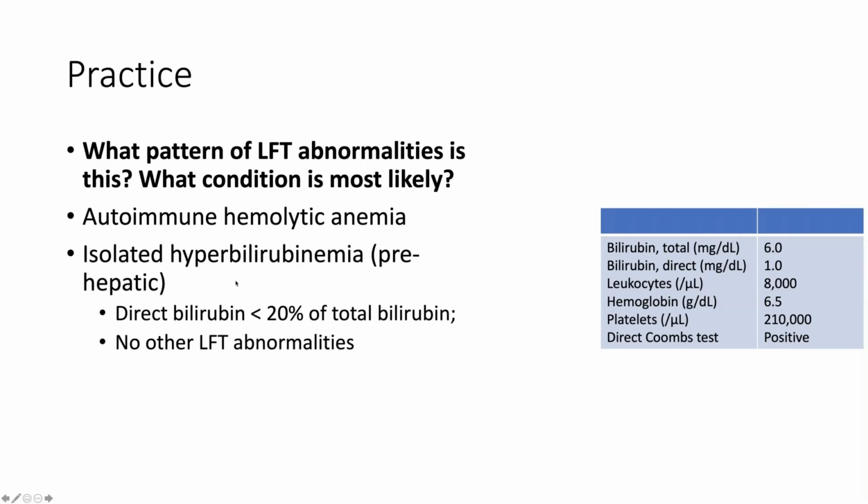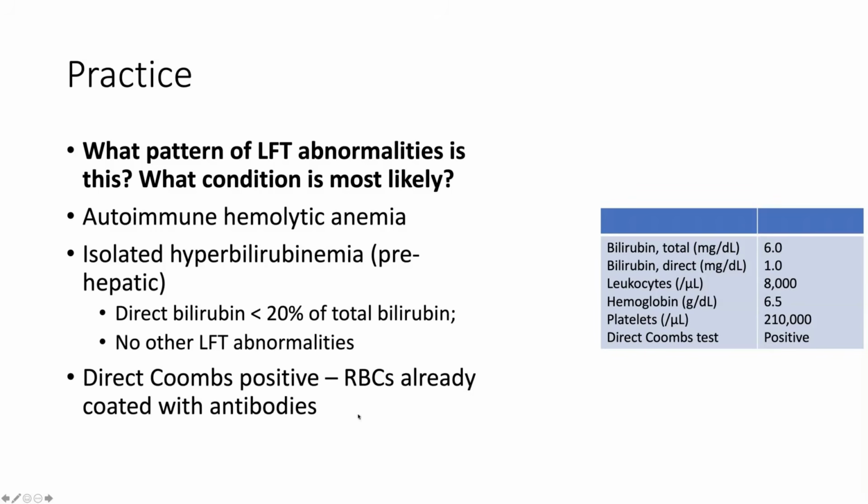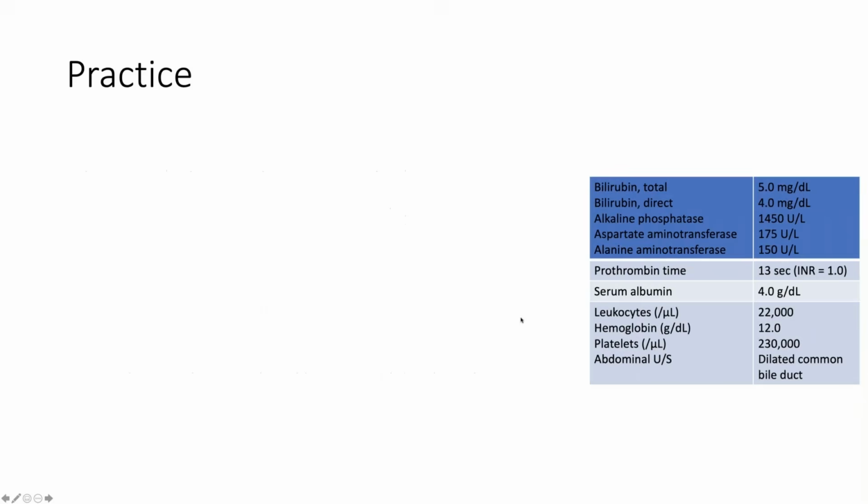So in other words, you've got autoimmune hemolytic anemia, and the pattern is prehepatic, so isolated hyperbilirubinemia. The way that you can tell is that the D-bili is low, and I didn't include the LFTs, but the other ones would have been normal. And the direct Coombs is telling you the RBCs are already coated with antibodies. In other words, the question you're asking is, did hemolysis already happen? Perfect. All right, so let's go to Mary next.